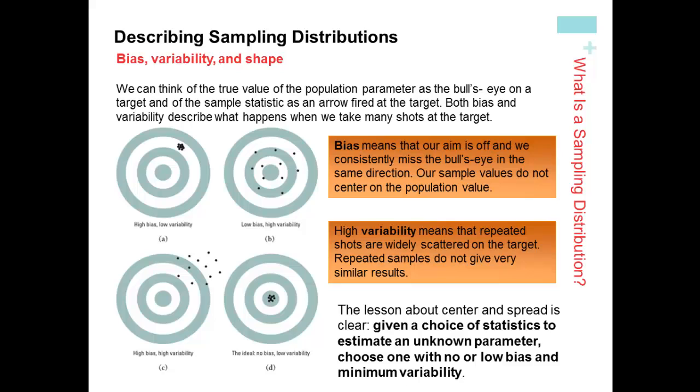Given a choice of statistics to estimate an unknown parameter, choose the one with no or low bias and minimal variability. From our targets to the left, again, D is the best. It has no bias because it's all centered around the bullseye, and low variability because the shots are not spread apart. The second best would be B because they have low bias. They are still centered all around the population parameter, the bullseye, even though they are highly spread. Followed by A and C.